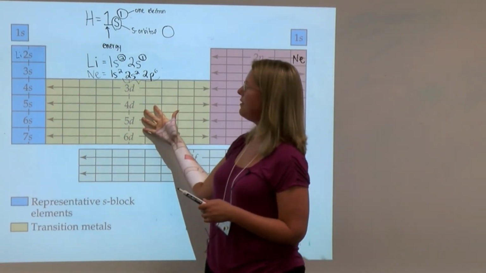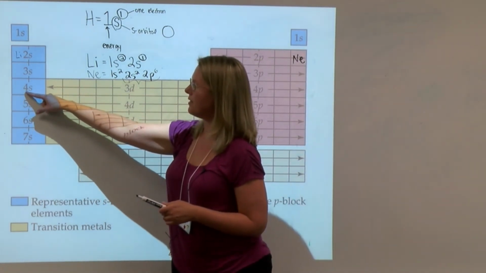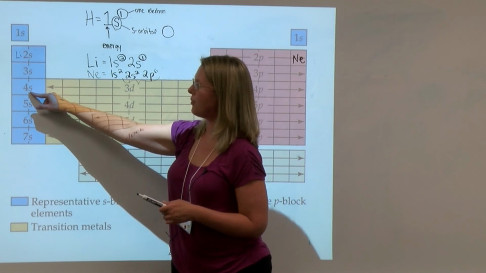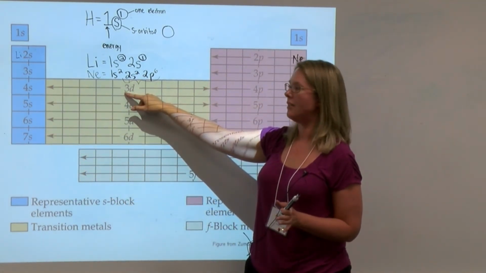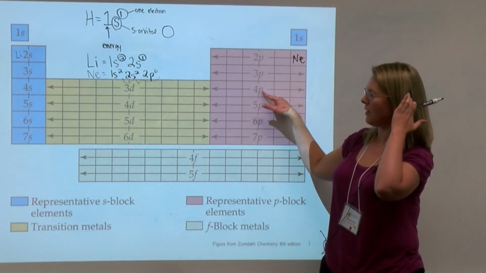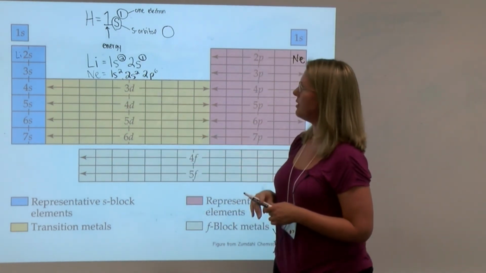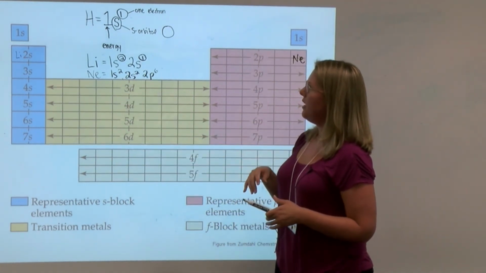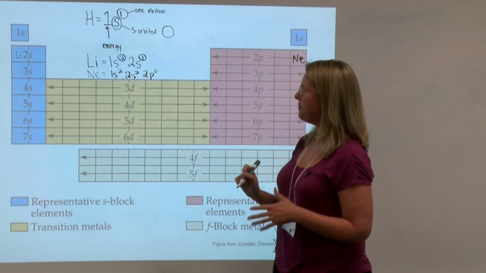We can do some D's too. The only thing different about the D's, if you'll notice how this says 4s, 4th row. But then if you look at the D, it doesn't say 4D, it says 3D. And so you have to remember to drop your energy level there. All right, so we can draw some of those out, but I think right now we'll just stick with the simple ones. So let's move forward then and look at some orbital diagrams.